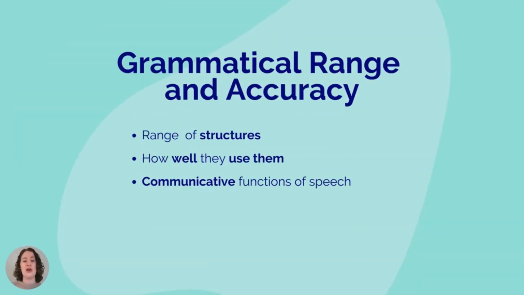I will be focusing on 2 different marking criteria today. The first one I will look at is grammatical range and accuracy. So, what is it? Well, it refers to the candidate's ability to use a range of structures and how well they use them. As well as the rules of language, this criteria considers the communicative functions of speech.